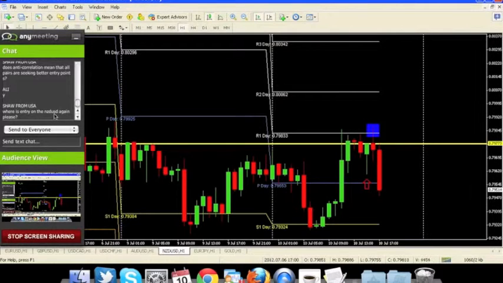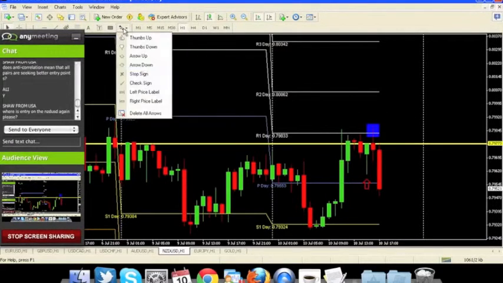Shaw is saying, where is the entry on the New Zealand dollar again, please? Right here. This exact point here.